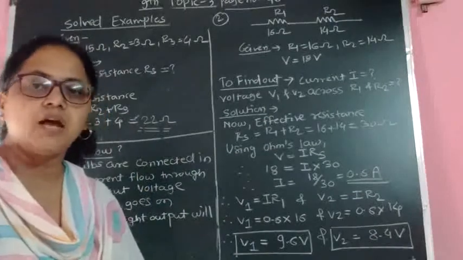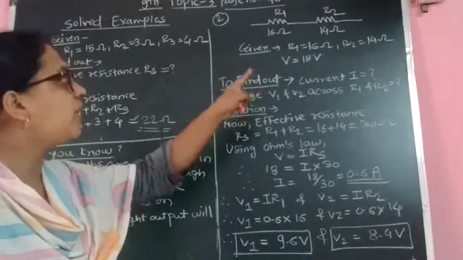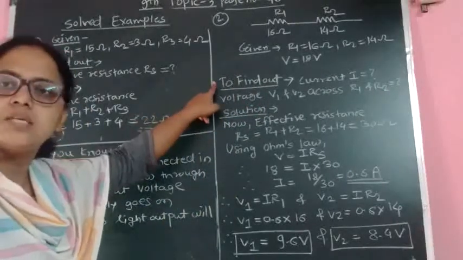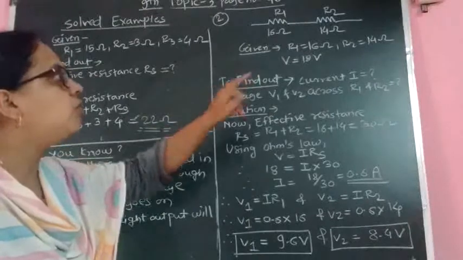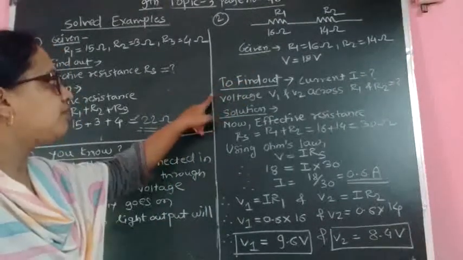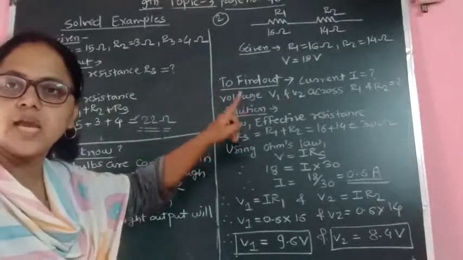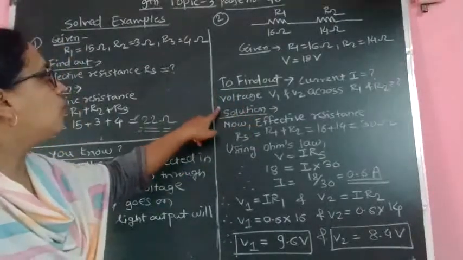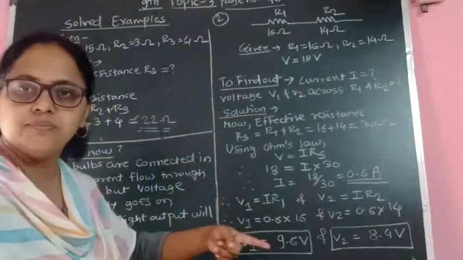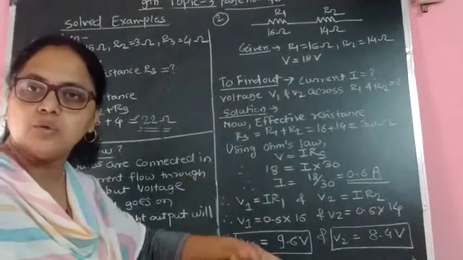So you can see here R1 and R2 are connected in series. They have resistances 16 ohm and 14 ohm. So we have to find out. First write down the given quantities. R1 is 16 ohm, R2 is 14 ohm, and the voltage in the circuit is 18 volt. What to find out? The current flowing through the circuit, capital I. Then the voltage V1 and V2 across each resistance. So V1 is present across R1 and V2 is present across R2.